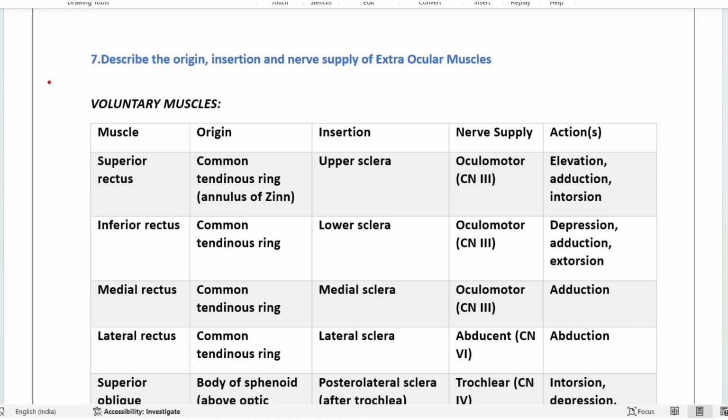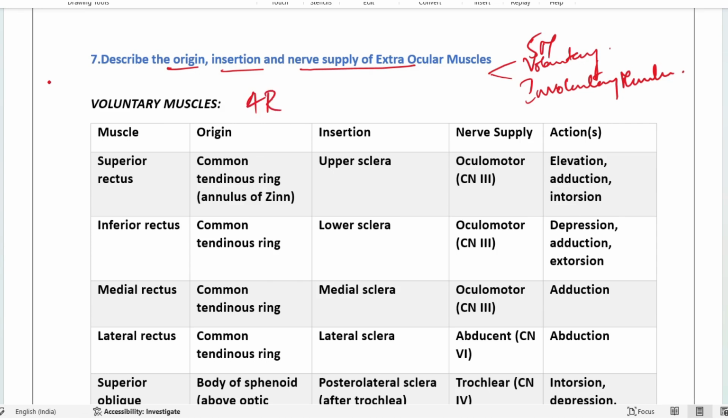Okay, let's move on to the next question. Describe the origin, insertion and nerve supply of the extraocular muscles. This is again a 5 marker. Okay, first the muscles will be divided into two, that is voluntary and involuntary muscles. The voluntary muscles, we have 4 recti muscles plus 2 oblique muscles plus levator palpebrae superioris. So we have 4, 5, 6 and 1, 7. We have 7 voluntary muscles.